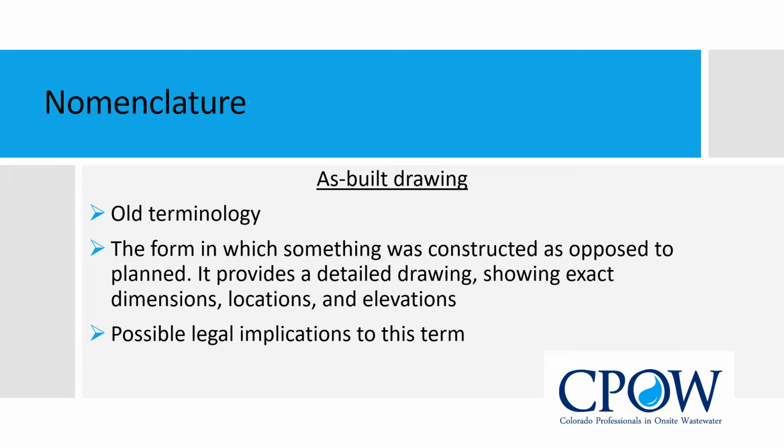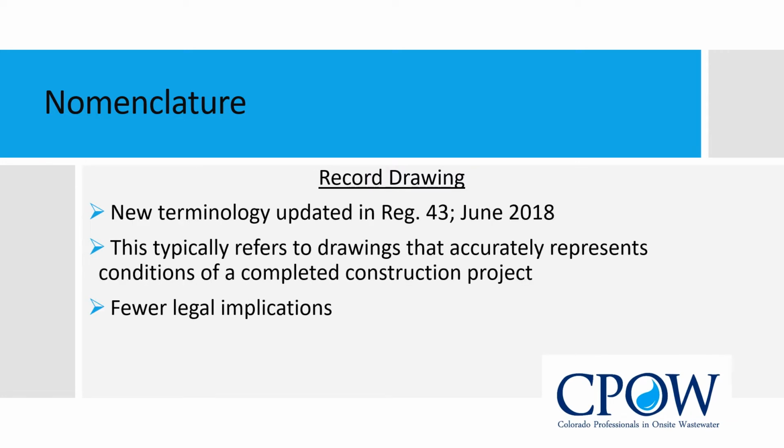However, after receiving comments from various engineers and contractors across Colorado regarding possible legal implications of the term as-built, it was determined that as-built drawing would be dropped and the term record drawing would be used in the 2018 update to Regulation 43, Colorado's On-Site Wastewater Treatment System Regulation, also known as the OWTS Regulation. As previously stated, the term record drawing is now referenced in Regulation 43.